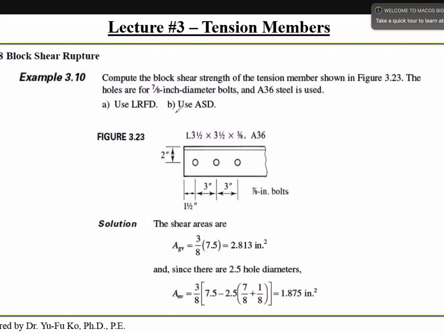So it's from here to the center, and here to the center of the last bolt. So that's why it's half. So 2.5. Okay? Okay, thank you. Any other questions? No, sir. Okay, great.